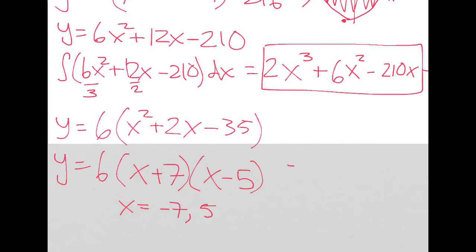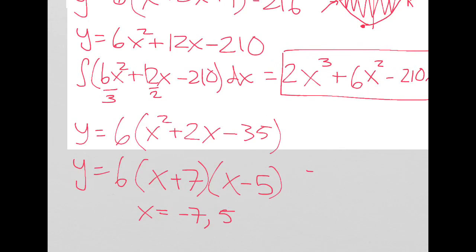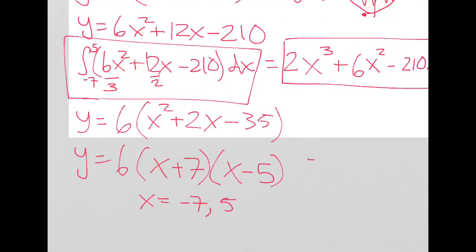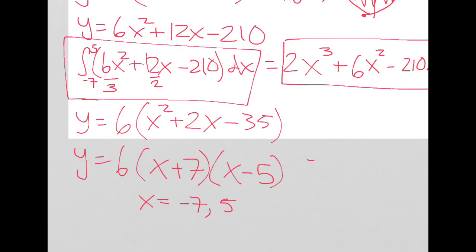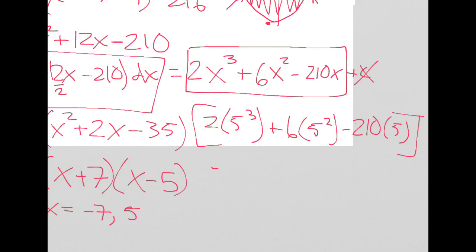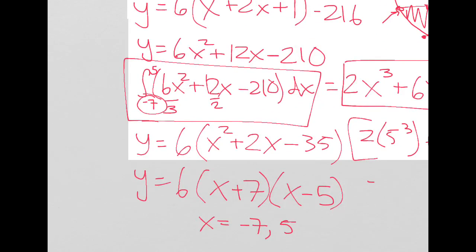So really what I'm looking at here is that integral right there, that indefinite integral, as a definite integral from negative 7 to positive 5. You have to remember what that means. Take your higher number, the positive 5, and plug it into this function: 2 times 5 cubed plus 6 times 5 squared minus 210 times 5. Take that whole expression, and subtract from it the lower number plugged in, negative 7.